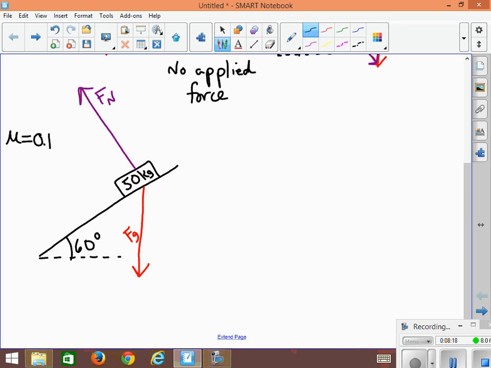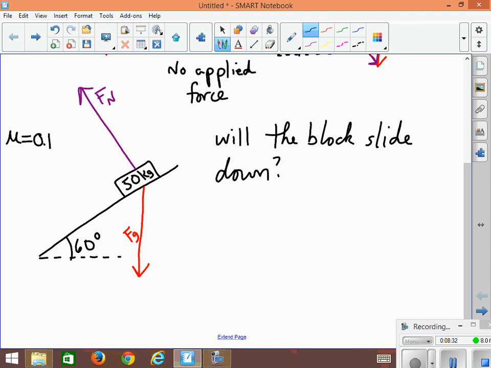So I guess the question we can ask ourselves is, will the box or the block slide down the hill or not? Will the block slide? And if it does slide, then what will be the acceleration rate at which it slides? Because it will accelerate if there's a net force. Right? Or maybe it will turn out that it slides at a constant speed. Who knows what we'll find out when we actually work this out.